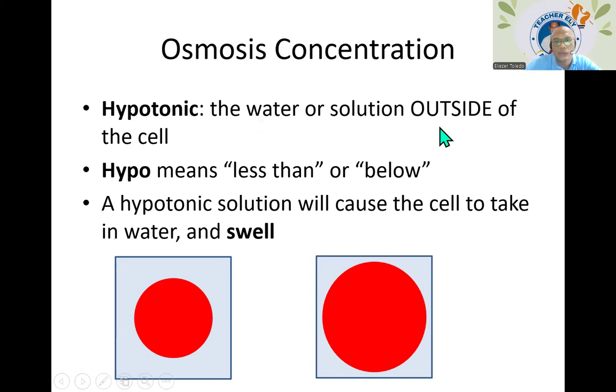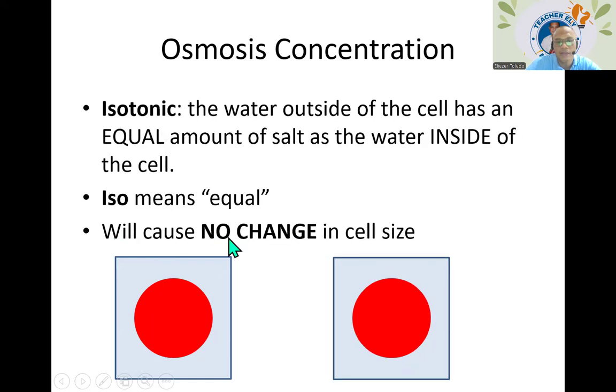Hypo, the water solution outside of the cell means less than. So, what happens? The water will enter your body, causing you to swell. And then isotonic, it's the same. No change in cell size, because it is equal in salt or solute for this matter.